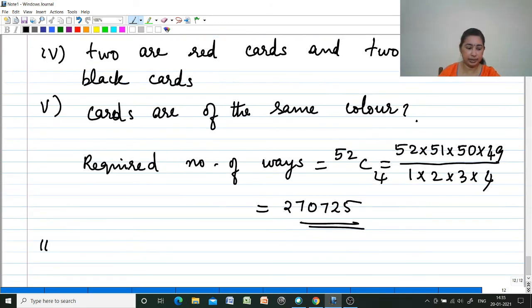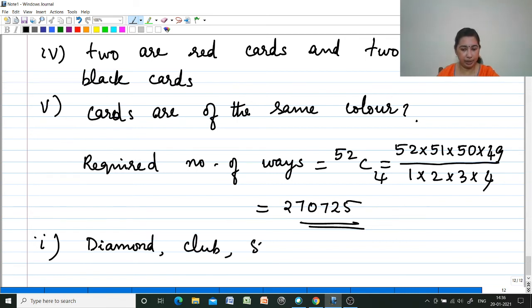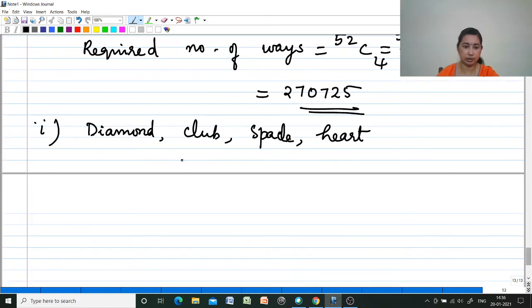Then what's the second sub question? Not second, first sub question. This was a general question. Now we are moving on to the first sub question. First sub question is 4 cards are of the same suit. So 4 different suits are there: diamond, club, spade and heart. And each one consists of 13 cards. That is 13 diamonds, 13 clubs, 13 spades and 13 hearts.